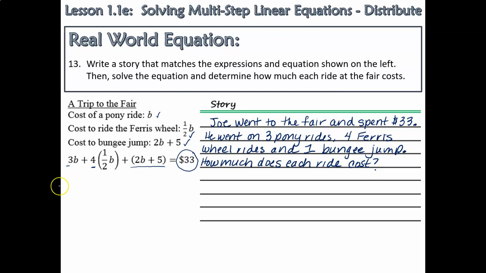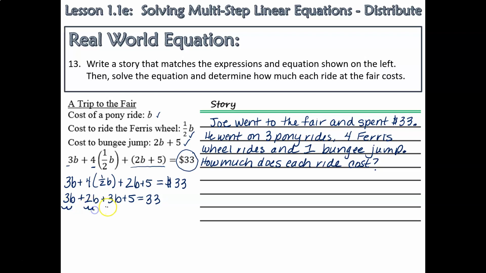Okay, so what we need to do now is we need to find B. So let me rewrite this without all the underlining and circling. You don't need the parentheses anymore because he only went on 1 bungee jump. If he went on more, you would need to put the number of times in front of the parentheses. So let's simplify. I have 3B, 4 times 1/2 B, 4 times 1/2 is 2B, plus 3B, plus 5 equals 33.